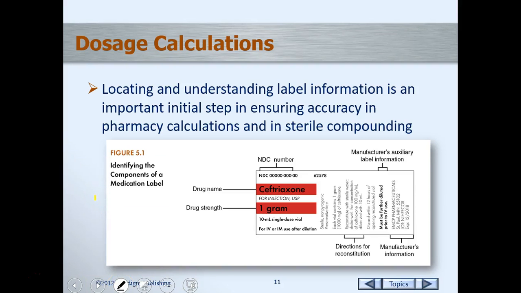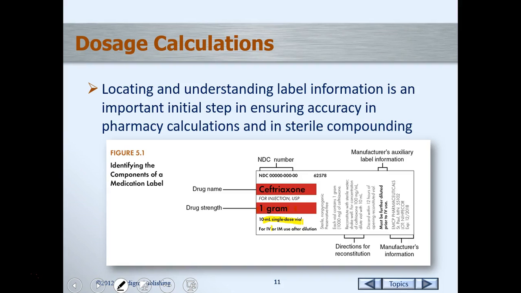All right, so in this case, we've got 1 gram of drug, and we've got a single dose vial, but we need to look at what will be our concentration. So we have to read. So this is sterile, non-pyrogenic, preservative-free. Each vial contains 1 gram.